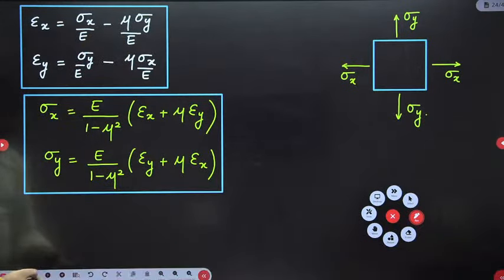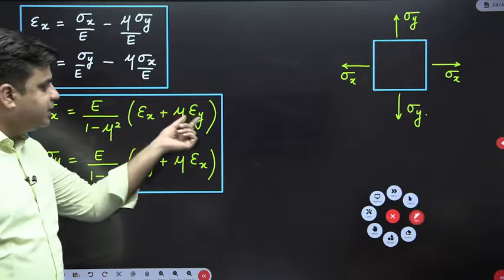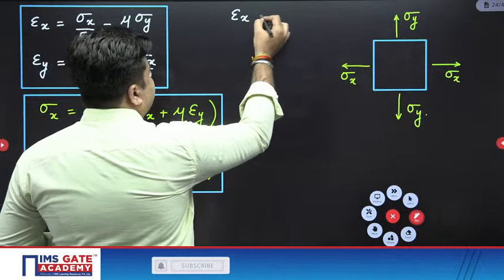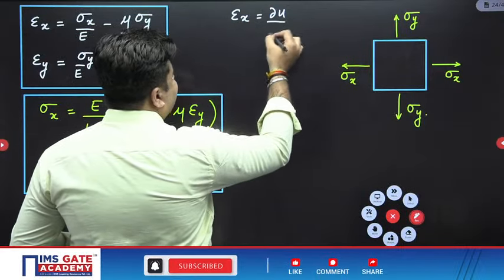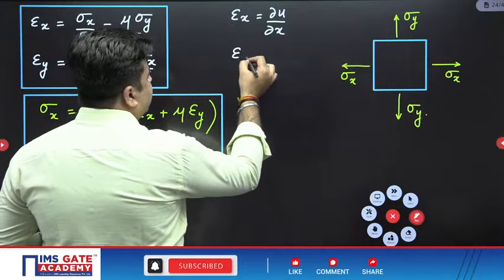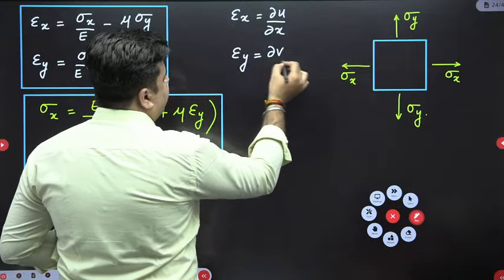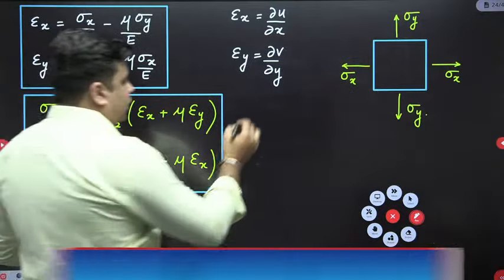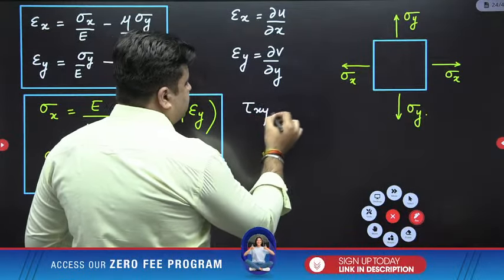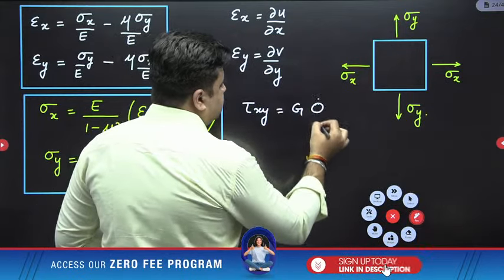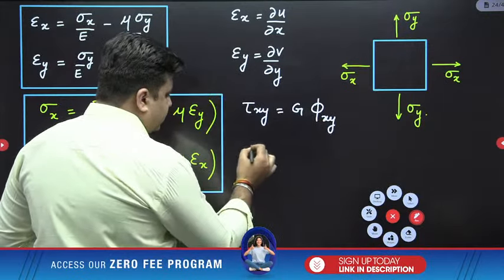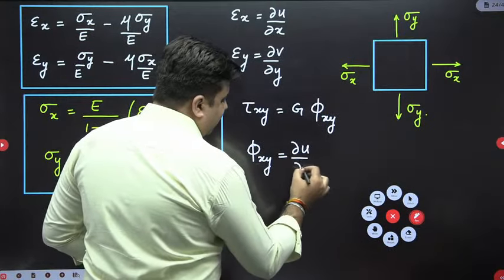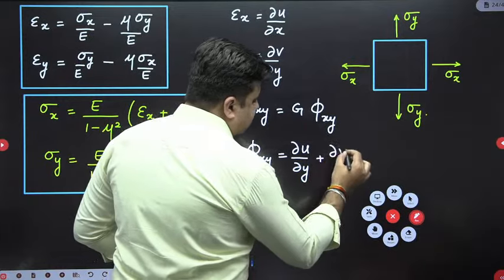Okay. Now please attempt this question. If epsilon x and epsilon y need to be calculated, then you can use the differentials. So epsilon x is equal to del u upon del x, and epsilon y is equal to del v upon del y. So I have written all the information which is required to solve the question. One more, tau xy is equal to G into phi xy, and what is the value of phi xy? Phi xy is nothing but del u upon del y plus del v upon del x.